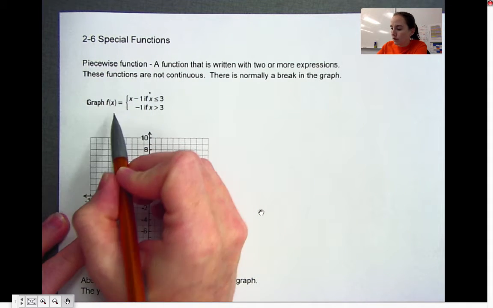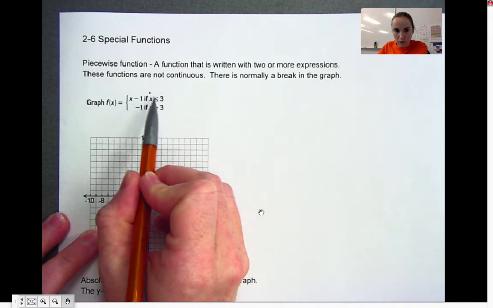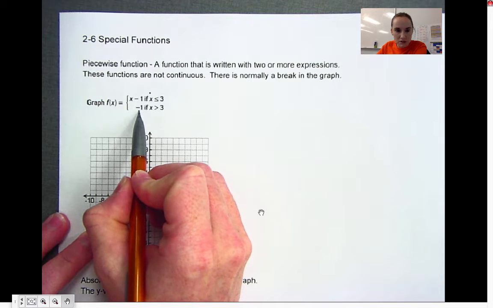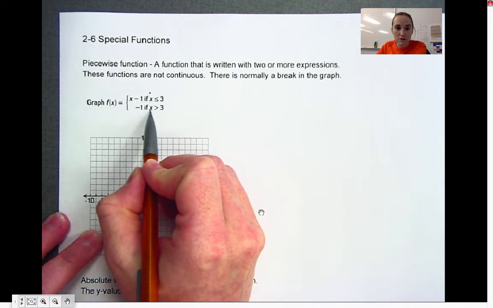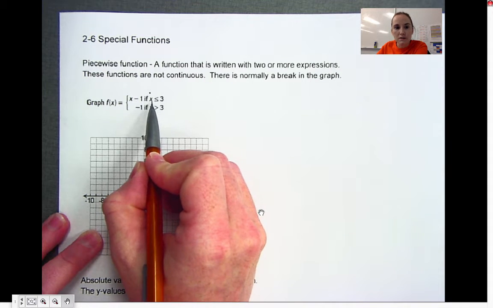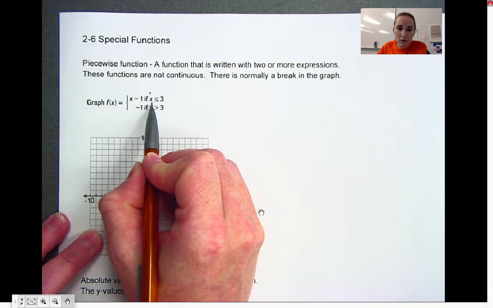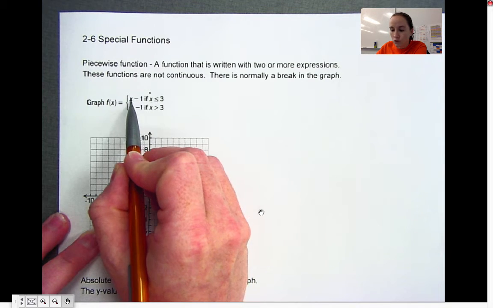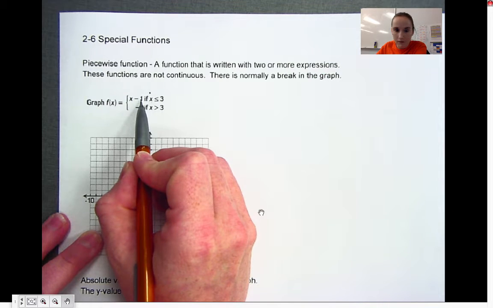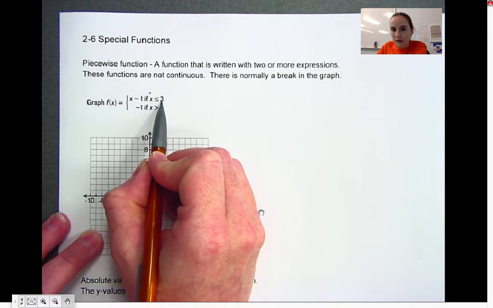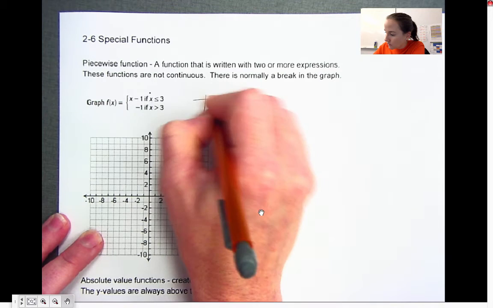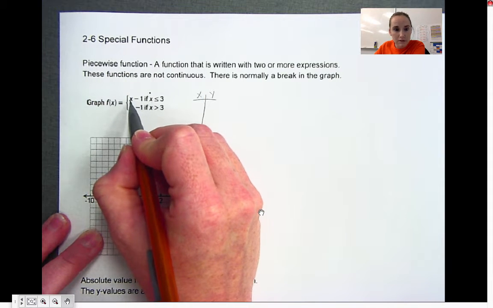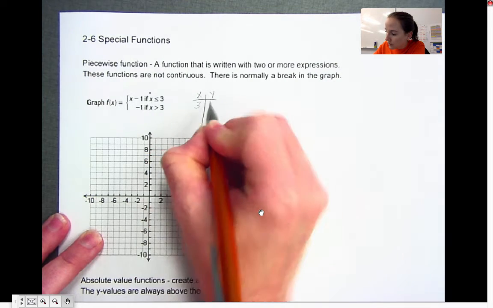If I have a piecewise function, this is what it looks like. These two things are my expressions, and these are the rules that I must follow. So here it's telling me that if I pick any x values or any input values, they must be less than or equal to 3 if I want to create this line. So I'm going to go ahead and plug in 3. If I plug in 3 to this expression, it would be 3 minus 1, which is 2.